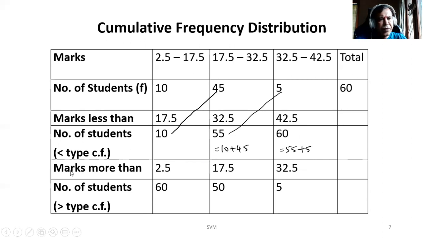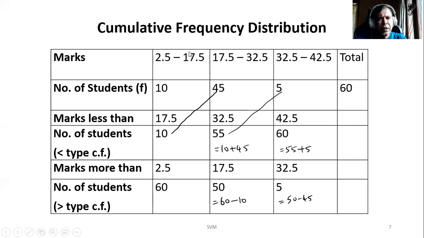The next type of cumulative frequency is the more than type. Marks more than 2.5: if I consider marks more than 2.5, it is the complete class. Everybody has scored more than 2.5, so I will write 60. Then marks greater than 17.5, I should subtract this 10. That means this 50 we got by subtracting this 10 from 60. And this 5, how did I get? This 50 minus this 45. This type of cumulative frequency is called the more than type cumulative frequency.